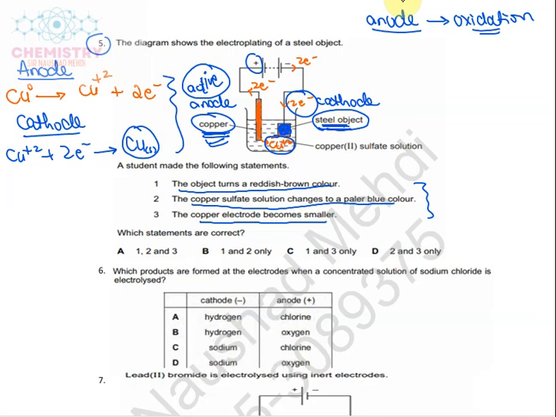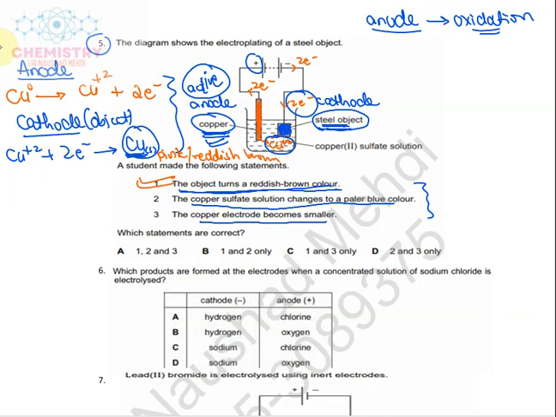Now just look at the statement. It is saying the object turns a reddish brown color. The object is at the cathode, so at the cathode, what is happening? The copper is being deposited, and just remember that the color of solid copper is pink or reddish brown. So this statement is the correct statement, because on the steel object the copper is being deposited and the copper is of reddish brown color.